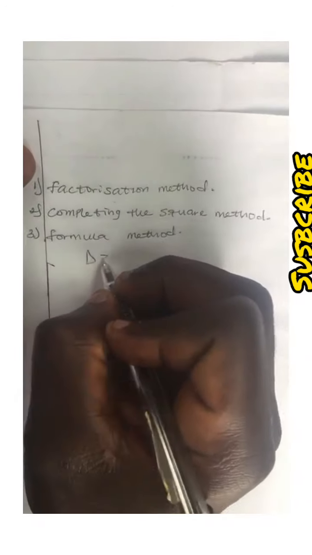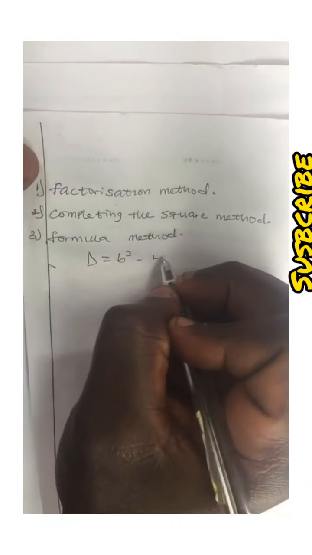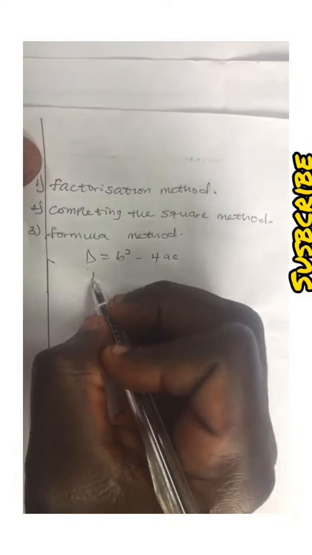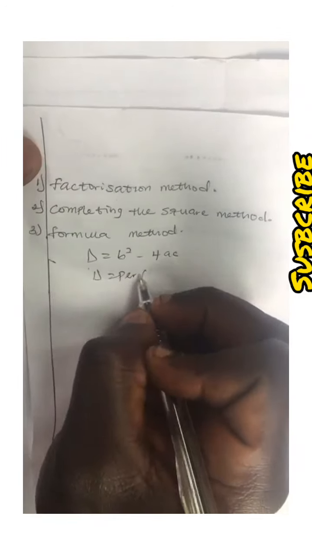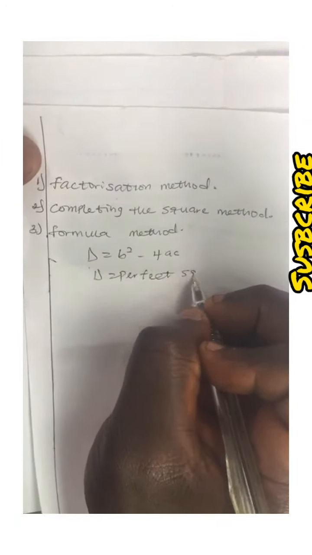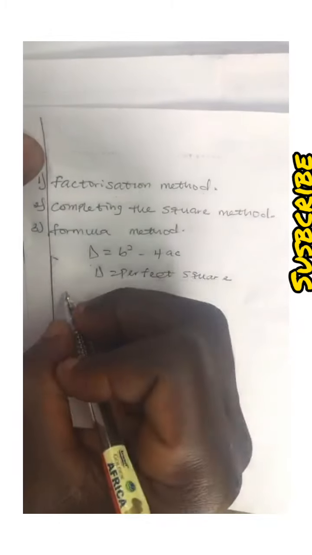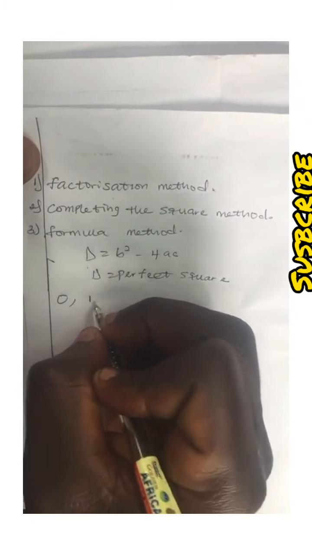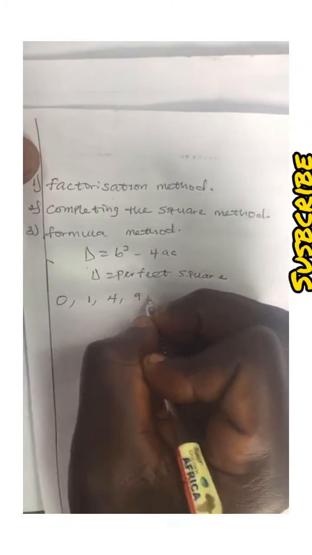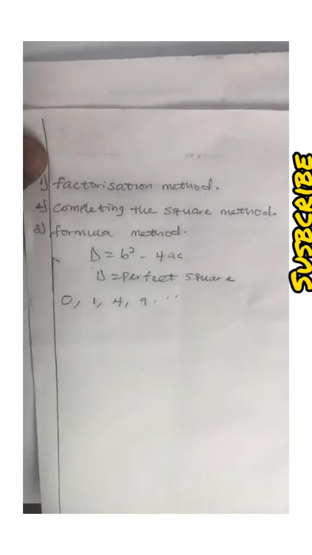Now, the formula to know is D is equal to B squared minus 4AC. If the value of D is a perfect square, then we have to use the factorization method. Now, what are examples of perfect squares? 0, 1, 4, 9, and so on. Now, let's take some examples.